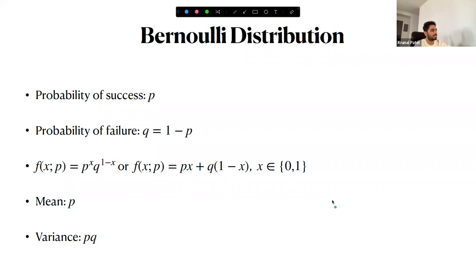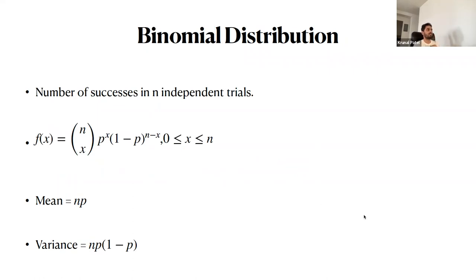And now let's take something which is more general than this, which is called the binomial distribution. Previously we were just taking one trial, and now we are going to take n trials. For each trial, I have the probability of success as P. I don't care about the probability of failure at this point of time. So out of n independent trials, I want to calculate how many successes I'll get.